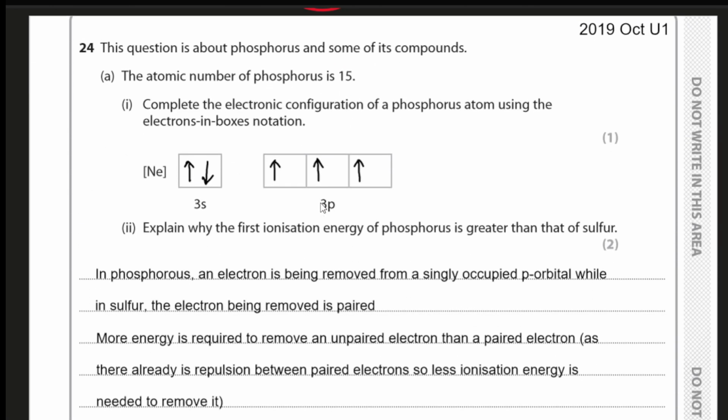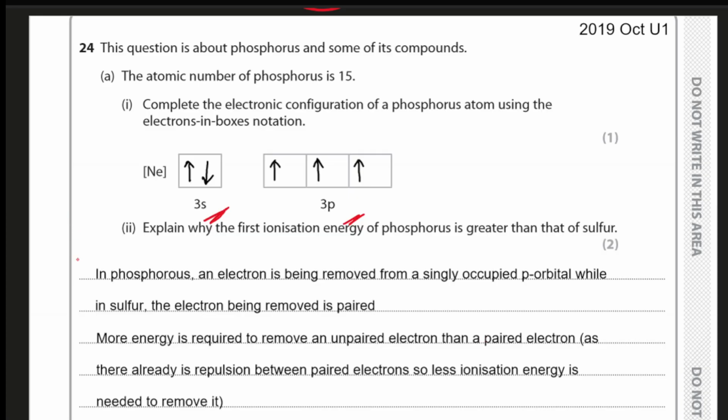Now the question is about phosphorus and some of its compounds. The atomic number of phosphorus is 15. They told you to complete the electronic configuration of a phosphorus atom using the electrons in boxes notation. So you can clearly see this is 3s and this is 3p. We know we need to follow Hund's rule and the Pauli exclusion principle when we draw this.